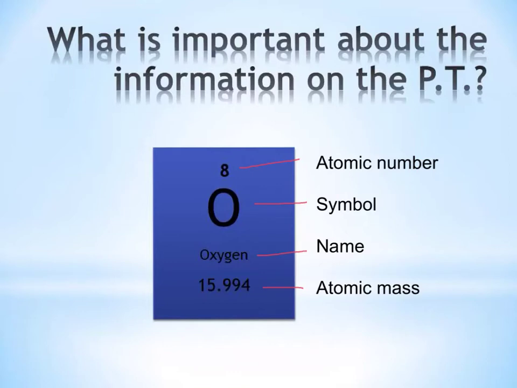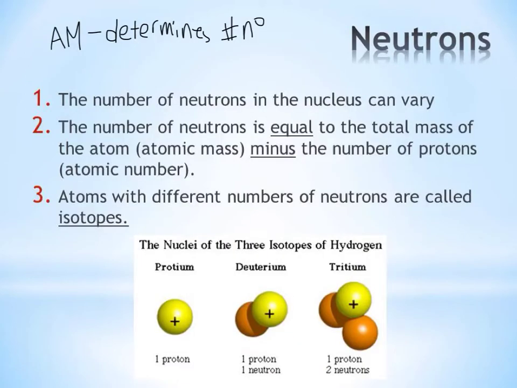Now that we have talked about the atomic number, let's look at the significance of the atomic mass. What is so important and how can we utilize this number? So first and foremost, I need to let you know that the atomic mass helps determine the number of neutrons. And one thing that you need to be aware of is that the number of neutrons in the nucleus can vary. So if we take the image below, these are images of hydrogen. But the key thing here is that they all have different numbers of neutrons.